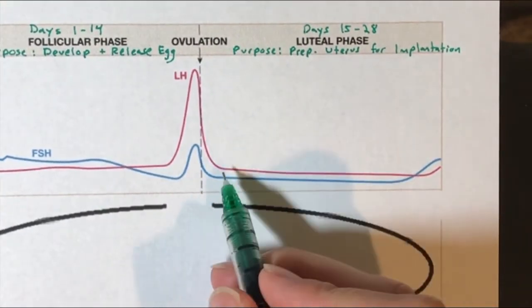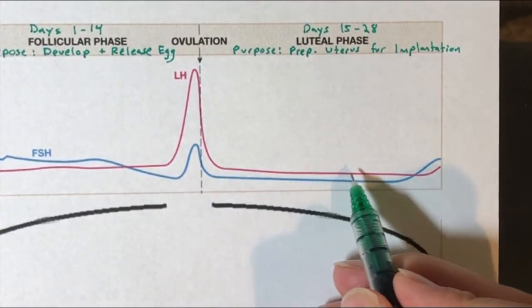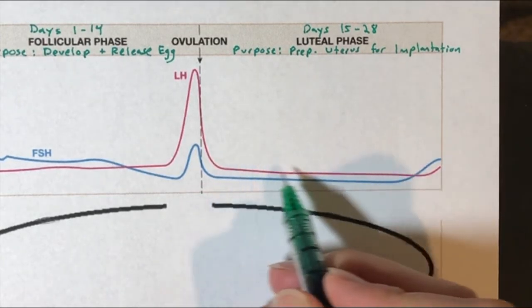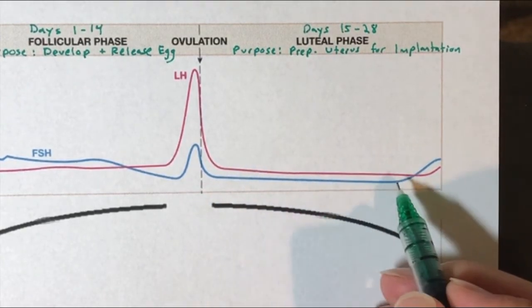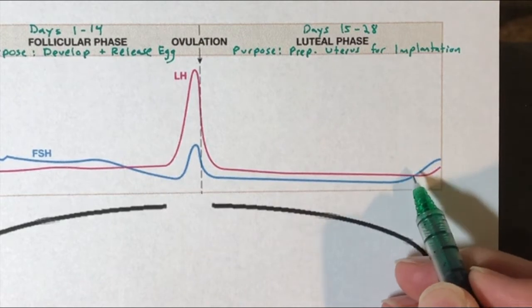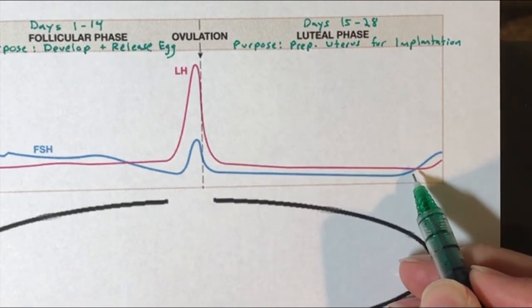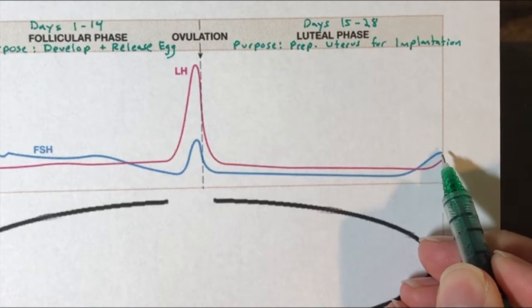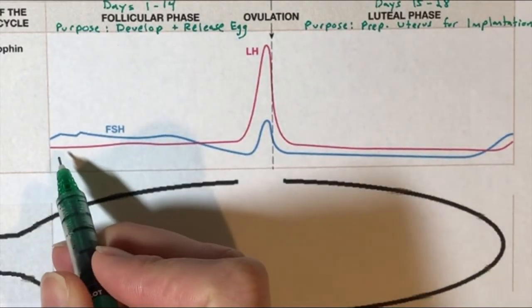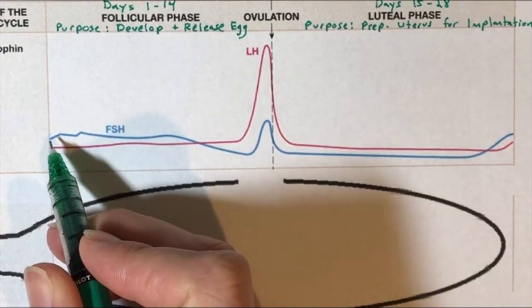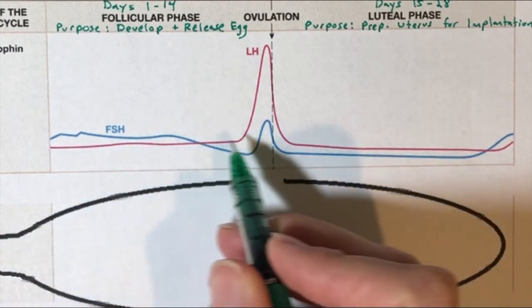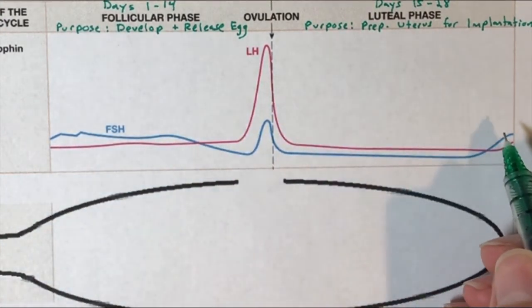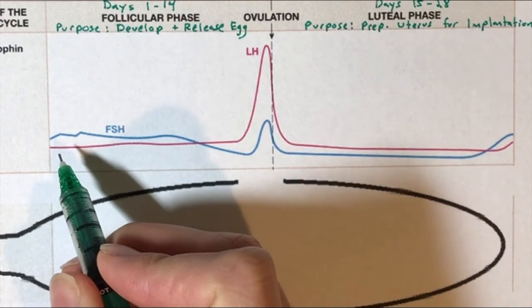Then in the luteal phase, they both are flat for a while, with LH being higher than FSH. And then at the very end of the menstrual cycle, the FSH will overtake the LH, resetting it back to the beginning of the cycle where FSH is higher than LH. So it's a cycle, so the end here feeds directly back to the start here.